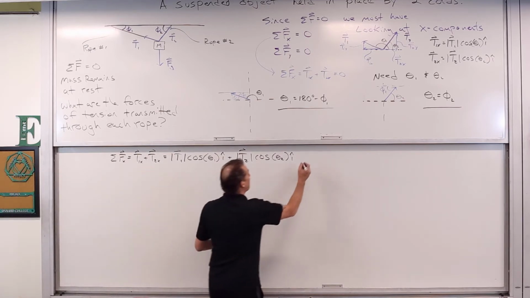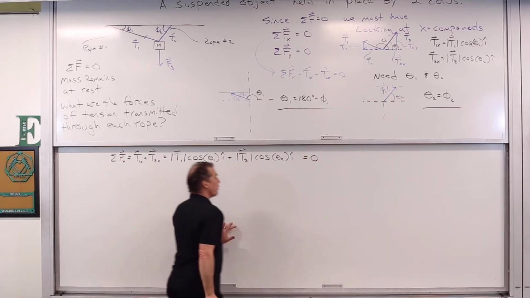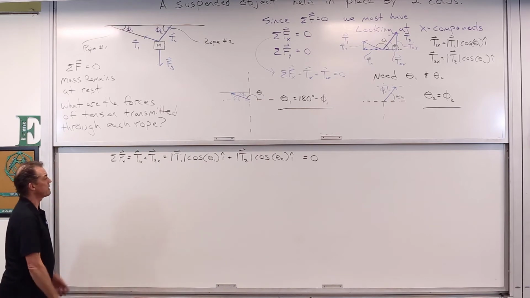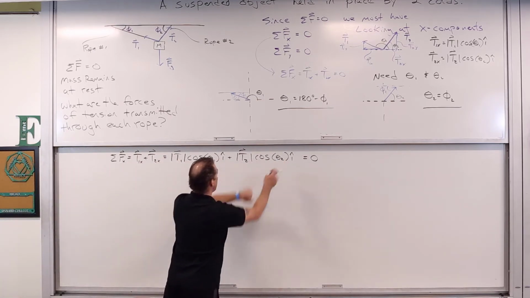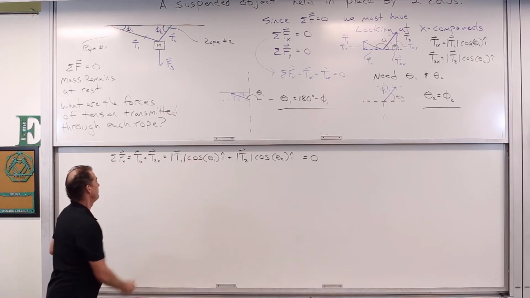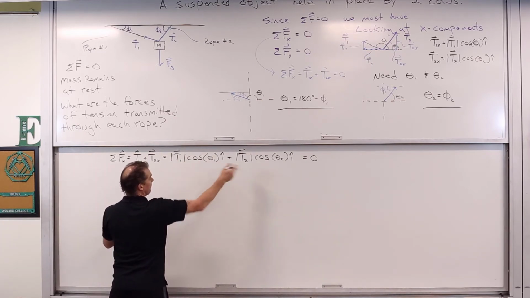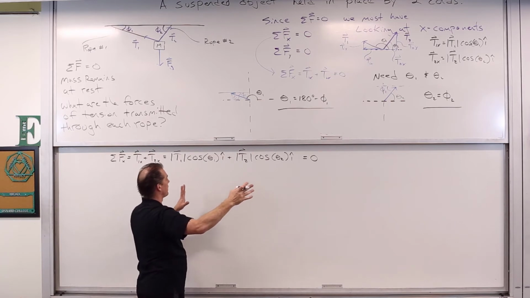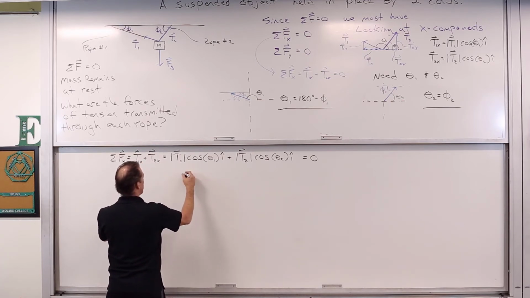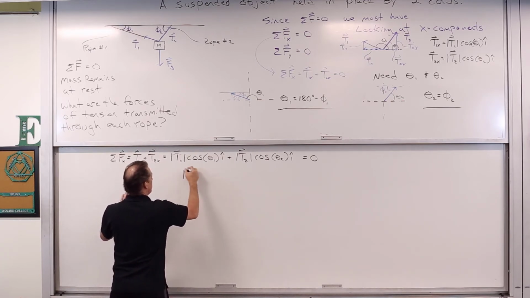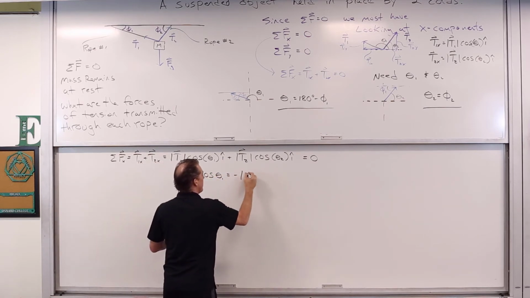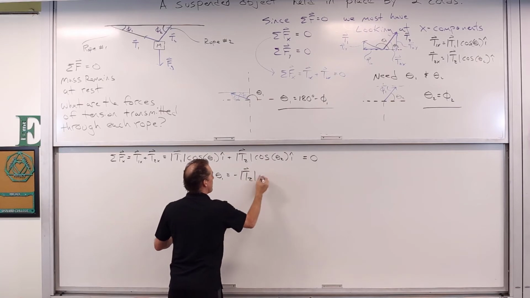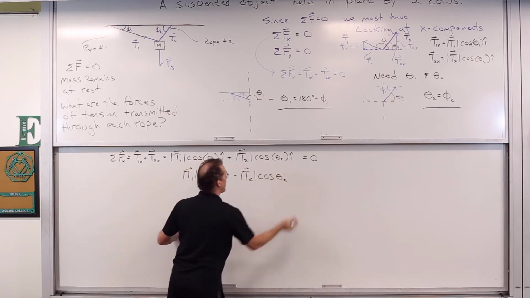What does this all have to add up to be equal to? A 0. That's correct, 0. So what does that give us? Well, it gives us that this has to be equal to negative that. And ultimately, what do we get? Well, they're both i hat directions, so we're not really concerned about that. And we get that T1 times the cosine of theta 1 is equal to negative T2 times the cosine of theta 2.